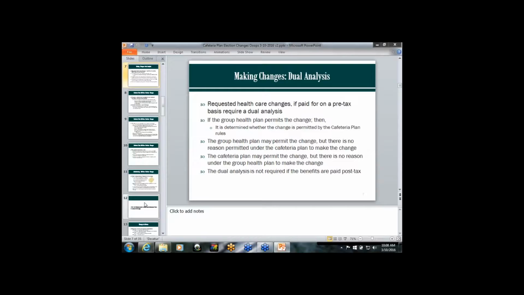So what we draw attention to here is, remember, the group health plan may permit the change, but the cafeteria plan doesn't, or vice versa. The cafeteria plan permits the change, but the group health plan doesn't. So the key thing is the dual analysis is not required if the benefits are paid on a post-tax basis. You really just look at the group health plan then.